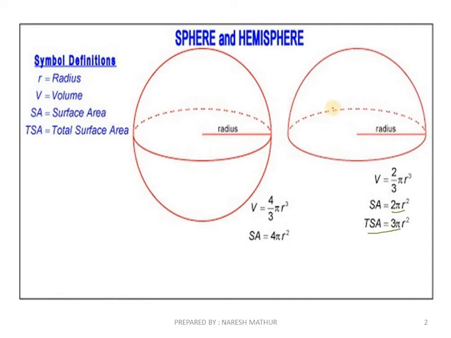As in TSA of hemisphere we add the base area of hemisphere, and the base is in the form of circle and the area of the circle is pi r square. It means we add this pi r square in this 2 pi r square, then it becomes 3 pi r square.